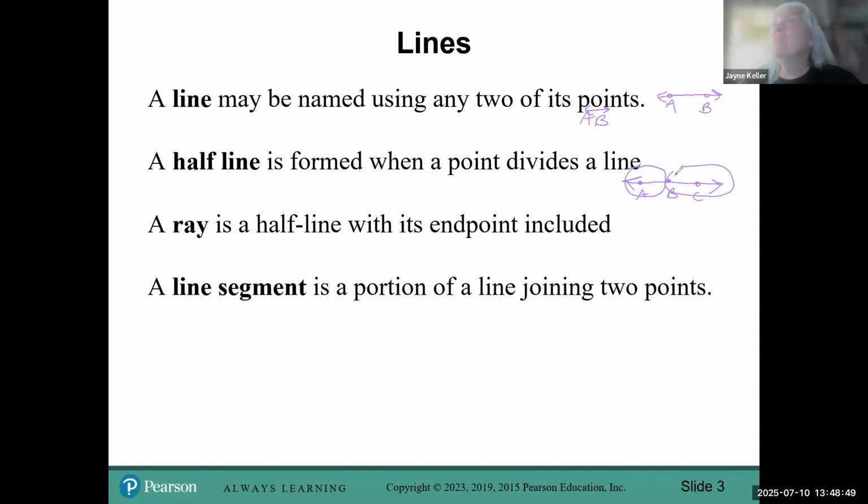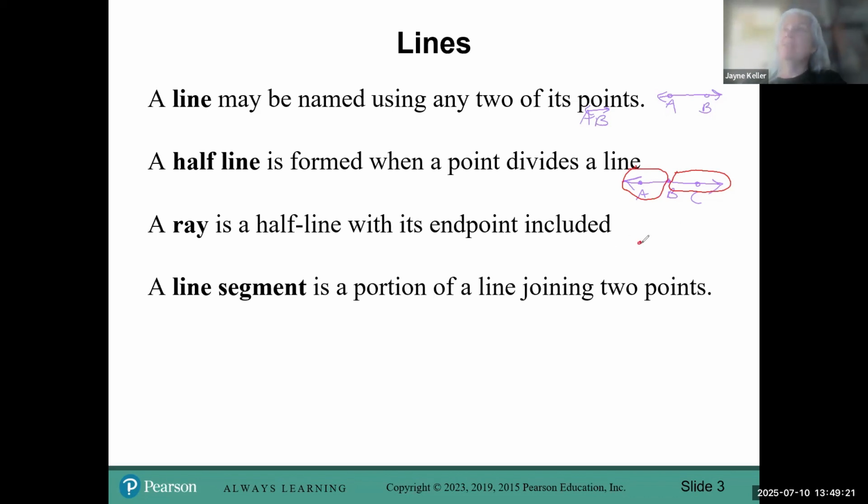And I kind of drew this one wrong. Let me fix that one. So for this one, let's use a different color so you can see it. We're not including that point there. We're just leaving off that little point. So the point B isn't part of either of these half lines. That makes sense? Now, if we include the endpoint, then we have a ray.